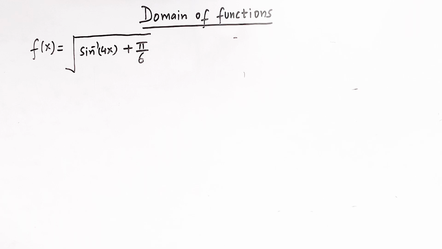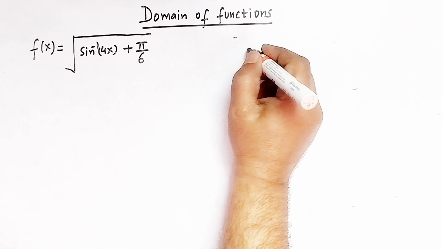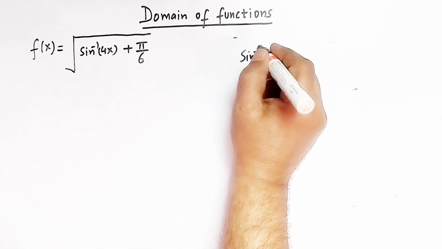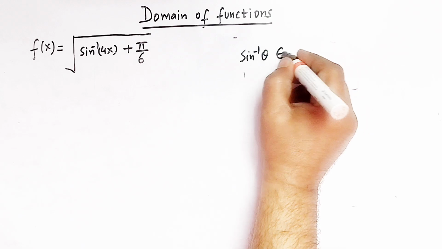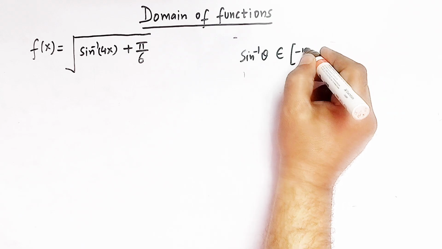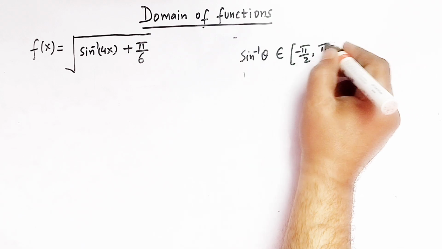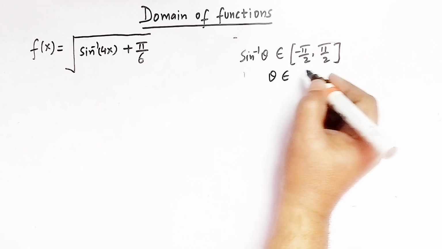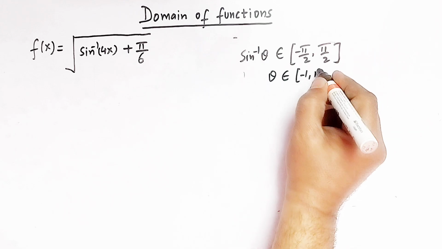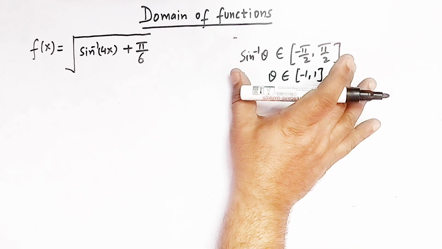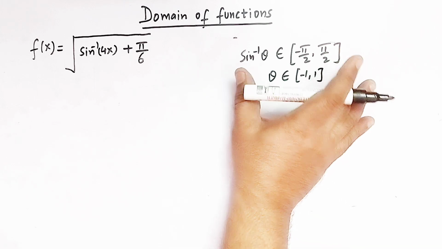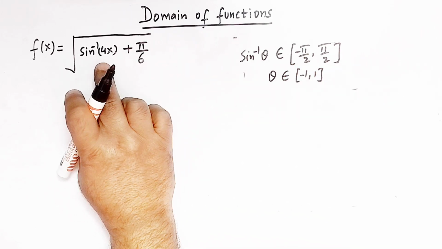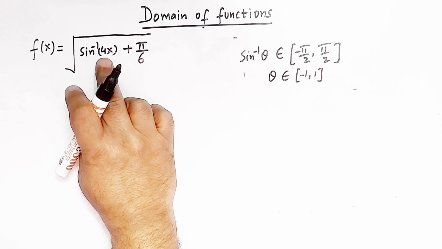From inverse trigonometric functions, we know that the range of sine inverse theta belongs to the interval minus pi by 2 to pi by 2, when theta belongs to the interval minus 1 to 1. So here we'll use this concept to find out the domain of this function, right?